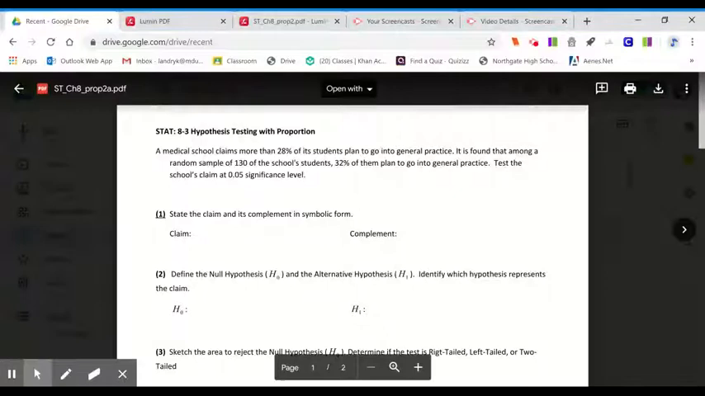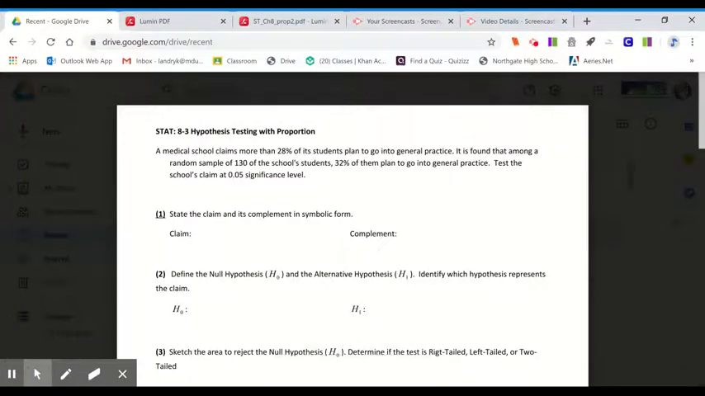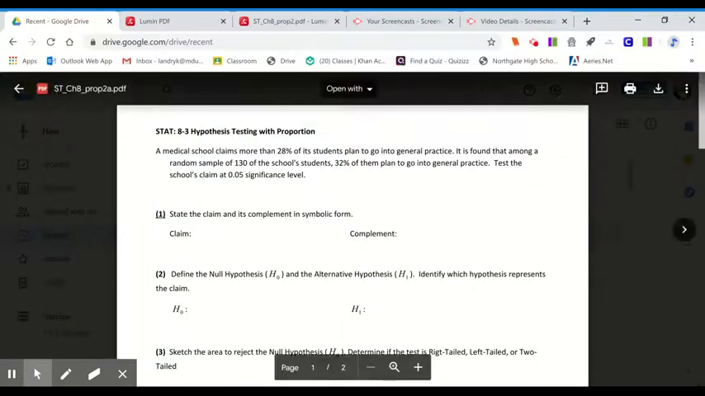This one is medical schools claim more than 28%. So its p is greater than 28%. So your test area will be flipped to the other side. So I just want to give you a heads up on that. So do this one and then turn in your notes and this assignment.